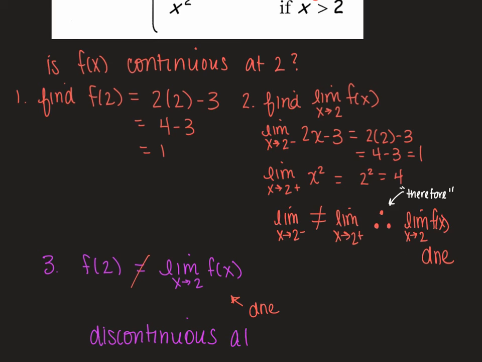at x equals 2. So we're always following the same steps. First, we find the function value, then we find the limit, and then we hope that they're equal. If they are, that means that it is continuous. If they're not equal, that means that it's discontinuous, just like our problem here.